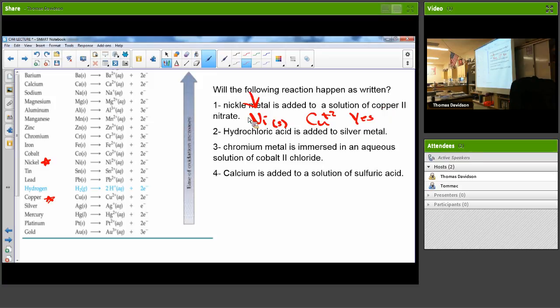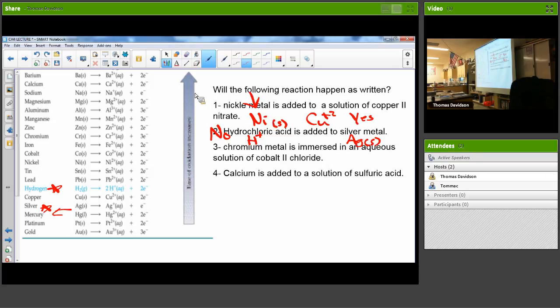Just kidding. Number 2, hydrochloric acid is added to silver metal. So silver metal is the solid, right? Hydrochloric acid, it might seem like it's hiding, but this is H+. You okay with that? So now we're looking at silver. It is here. Hydrogen is here. So is the lone element higher? No. So will this happen? No. You okay with that?